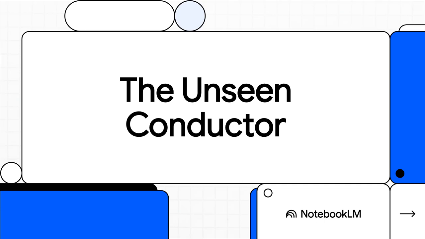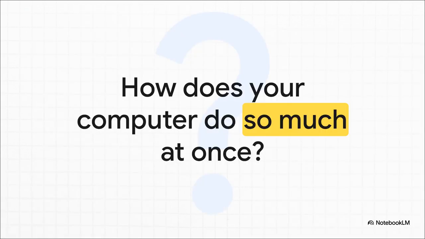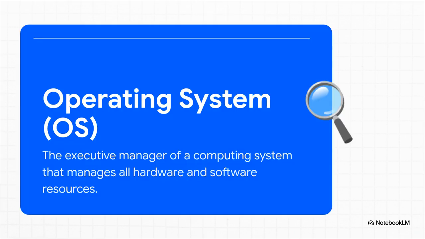Today, we're pulling back the curtain on the unseen conductor that makes everything on your computer work, the operating system. I mean, really think about it. You're multitasking, right? You're juggling a dozen things at once, and your computer just keeps up. It feels like magic, but it's not magic. It's actually some incredibly clever management happening just under the hood. And the one in charge of it all is the operating system, or OS.